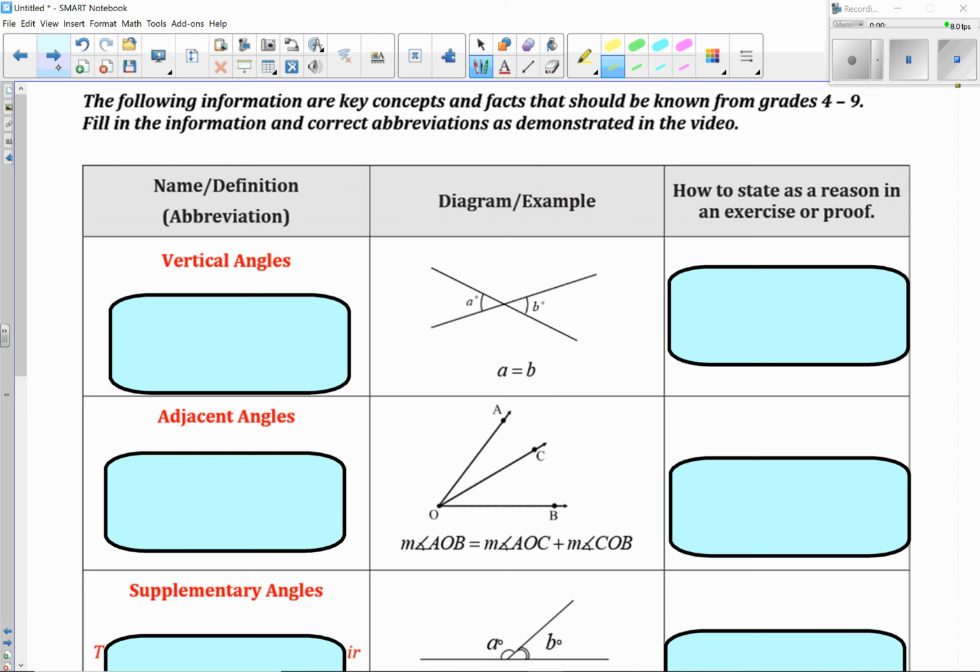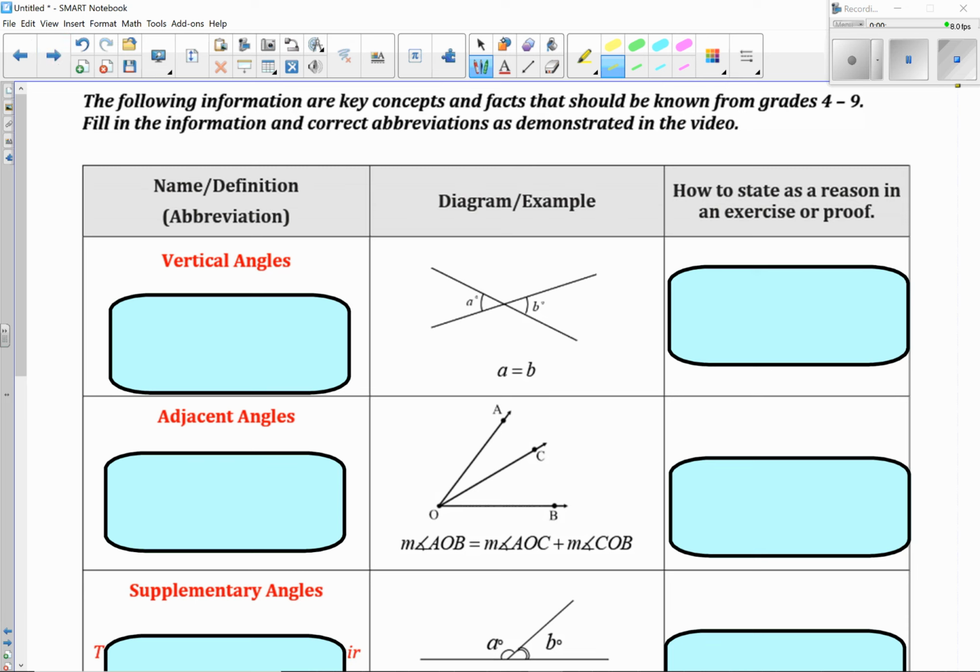Now, when dealing with Unit 2, there's a lot of vocab that goes along. A lot of these things you should have seen between grades 4 and 9, symbols and vocabulary and explanations and stuff like that. But just to make sure that everyone's on the same page, let's review some of these and get into more depth of some of these things and what we can use them for.